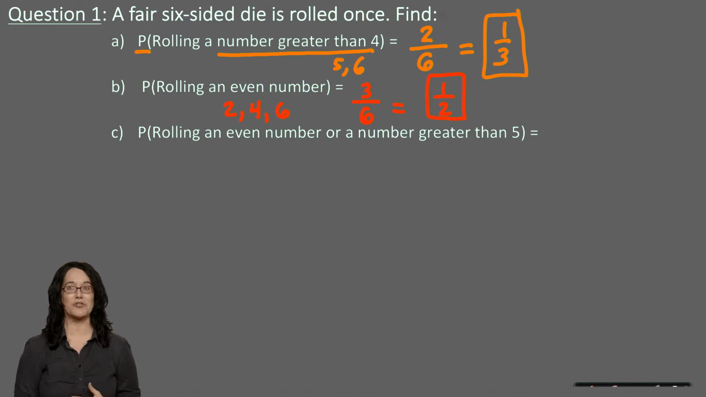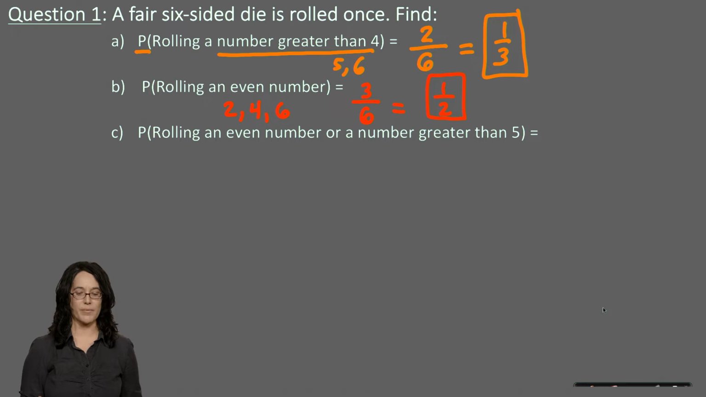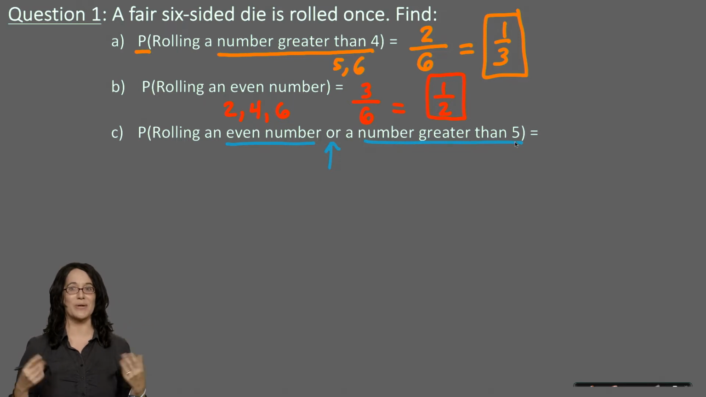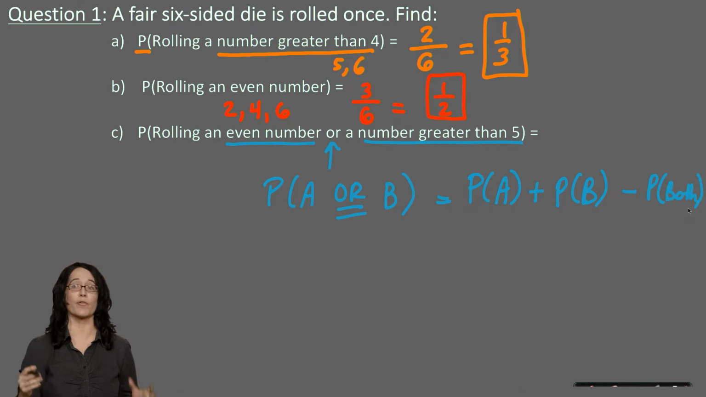Now the next one can be a little tricky. I encourage you to pause the video and try it yourself. It says find the probability of rolling an even number or a number greater than 5. Okay, so notice that word or here. We did talk about the probability of A or B. Remember that formula, what we said to do? Or meant to add, that's right. So we would take the probability of the first, A, plus the probability of the second, B, minus the probability of both occurring. So any overlap, if you will.